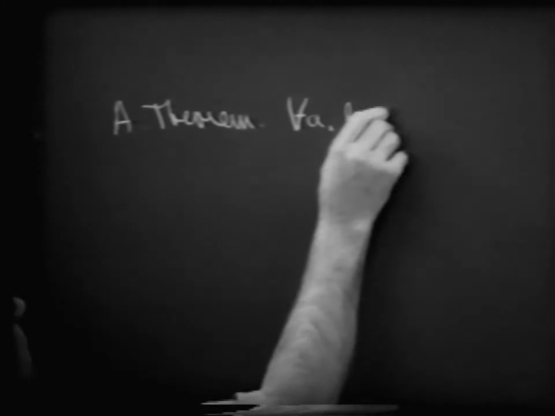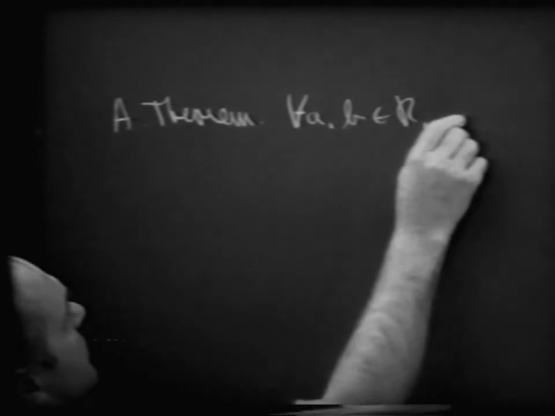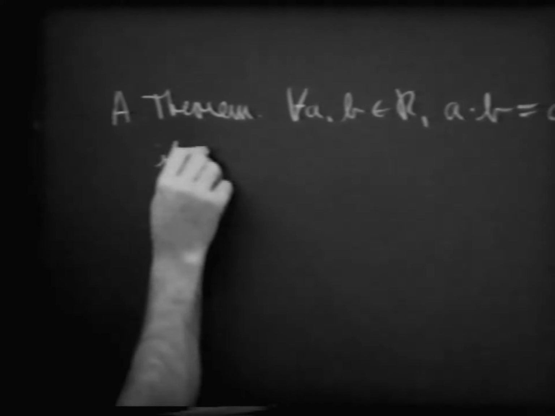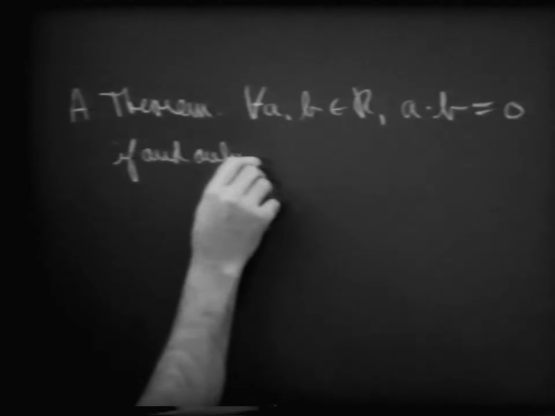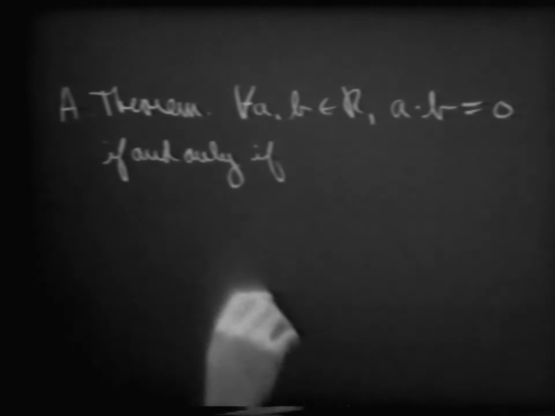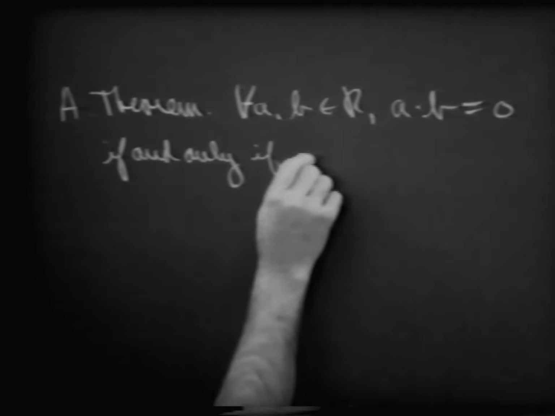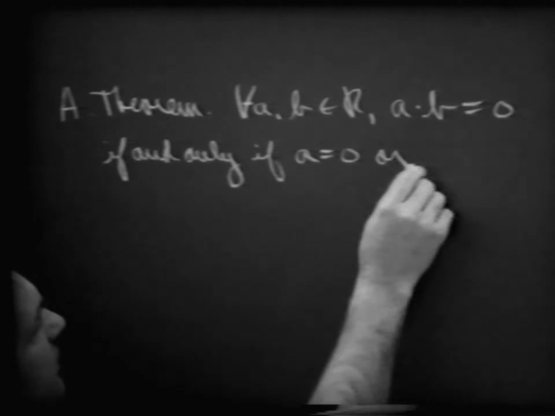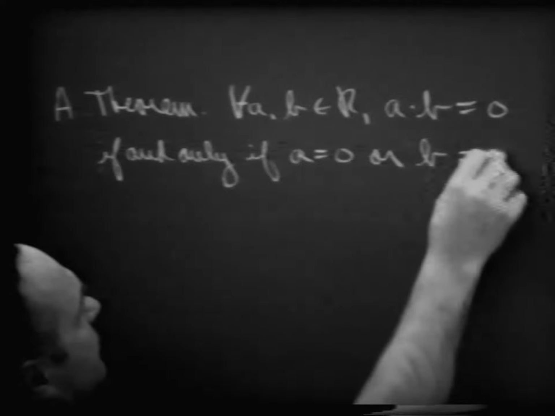For every A and B belonging to the set of real numbers, A times B is equal to 0 if and only if, what then do you think our conclusion is? If and only if A is equal to 0, or, what may we say? B is equal to 0.